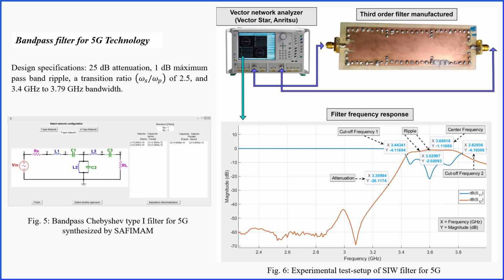and experimental results. The second design corresponds to a Chebyshev Type 1 bandpass filter for 5G technology applications, centered in the spectrum between 3.4 GHz and 3.79 GHz for microstrip patch antennas.